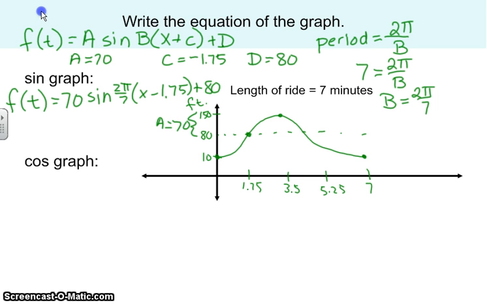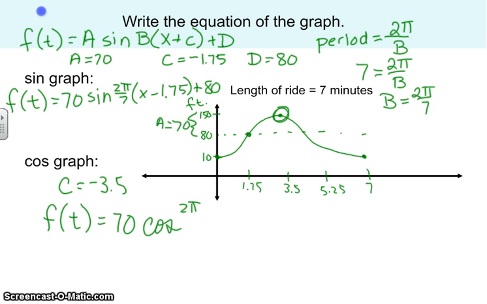And since I'm writing this as a cosine graph, I'm noticing that that is right where my cosine graph should start. It starts up an amplitude. So that is shifted to the right 3.5. So now my C is negative 3.5 rather than the negative 1.75. And all that's left is to write the equation f of t equals 70 times cosine of 2 pi over 7 x minus 3.5 plus my vertical shift, which was 80.